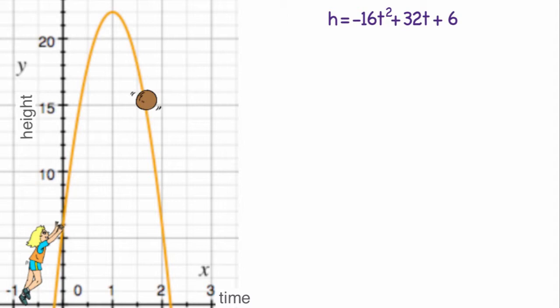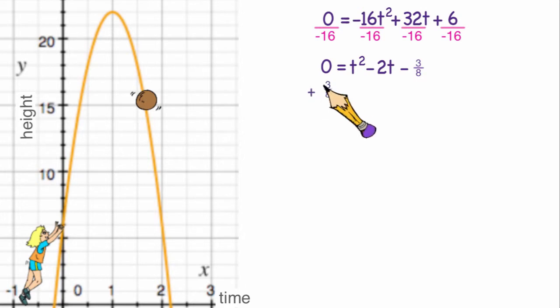Well, the height of the ball when it hits the ground is 0, so we can set h to 0. To find the value of t, we will be completing the square. The first step would be to get the coefficient in front of t squared to equal 1. So we need to divide each side of the equation by negative 16. That would leave us with 0 is equal to t squared minus 2t minus 3/8.